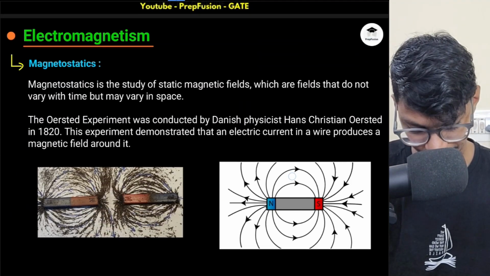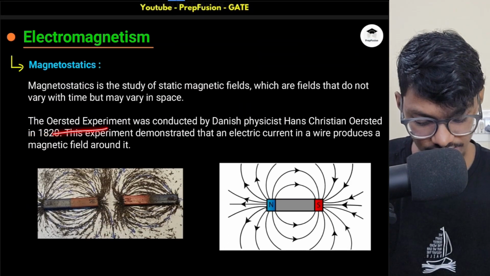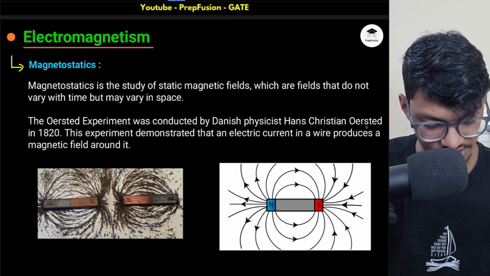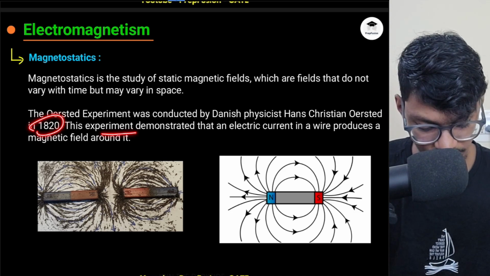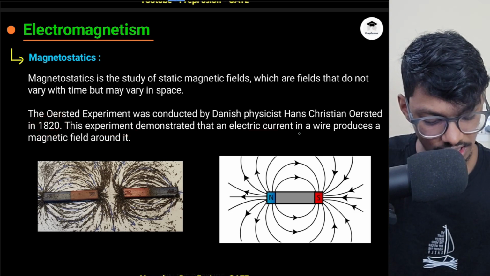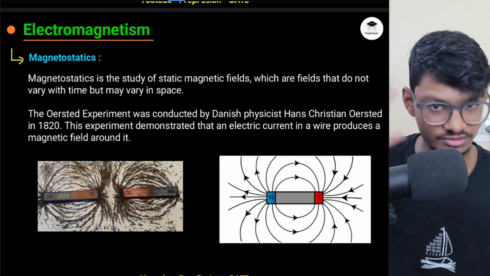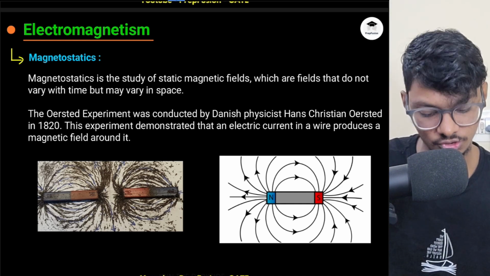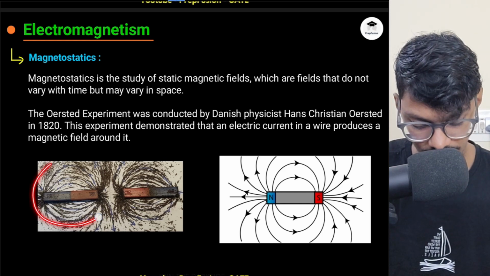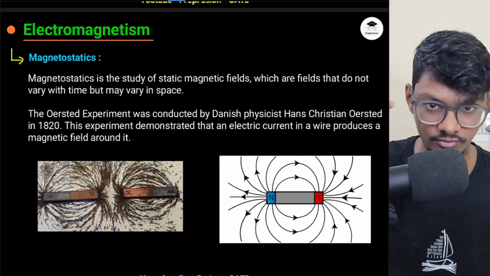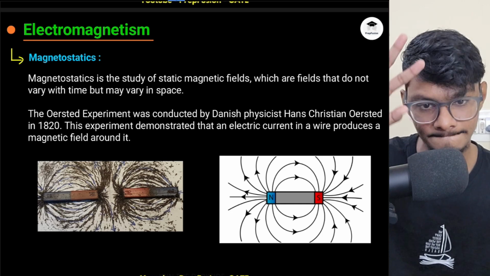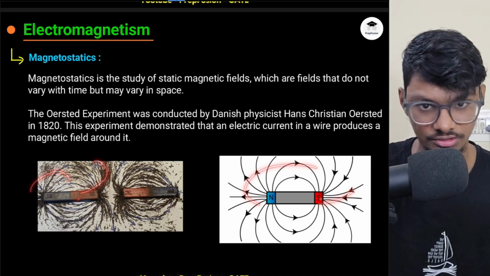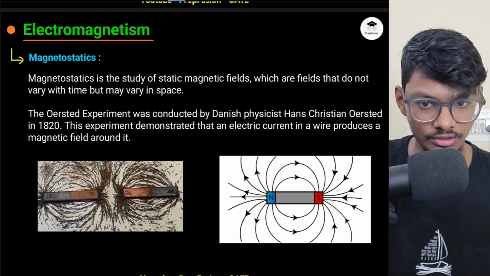But what did Oersted do? I will read here. The Oersted experiment was conducted by Danish physicist Hans Christian Oersted in 1820. The experiment demonstrated that an electrical current in a wire produces a magnetic field around it. So it was a special experiment, and it showed that if a current flows through a wire and I observe the magnetic field, it will provide a magnetic field like this. I will discuss this more later on, don't worry about this.